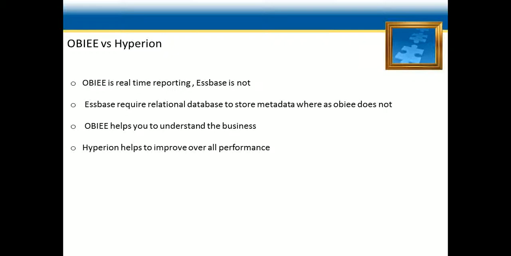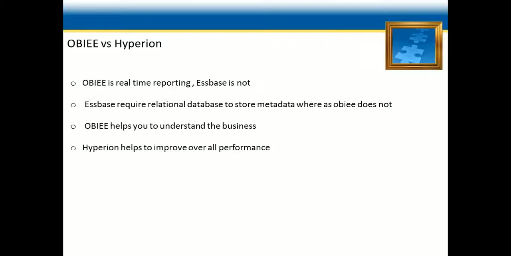At first I told you we will be having a good comparison between OBI versus Hyperion. There are some points I can explain on whether you should have OBI or Hyperion. They are both on their own side, so you can have OBI also, you can have Hyperion also. OBI is real-time reporting. Essbase is not. Essbase is a component of Hyperion. So OBI is the real-time reporting tool. Essbase is not real-time, because Essbase takes the data source from the RDBMS. Essbase requires a relational database to store metadata, whereas OBI does not. So this is the main big reason.